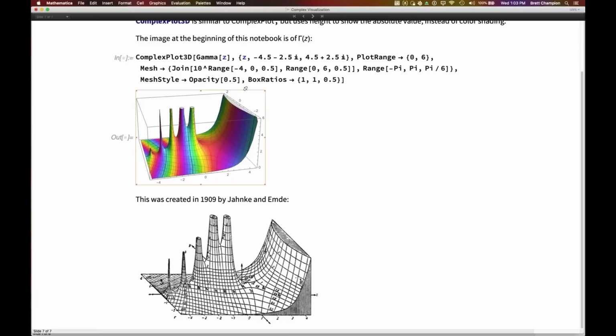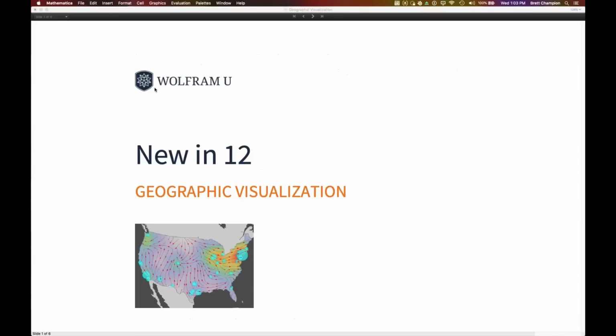And so that finishes up my talk about complex visualization. I'm going to move straight on to geographic visualization, and then following Jason's talk on molecular visualization, we'll start answering all the visualization specific questions. So as I said, in version 12, we are continuing to expand the set of visualization functions for geographic data.